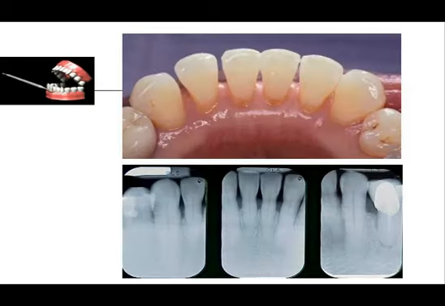We want to scale and root plane these teeth. We want to do our initial preparation. We want to get these teeth periodontally healthy. We want to control the soft tissue inflammation. Inflammation contributes to mobility. Once we've gone through our scaling and root planing, we're now ready to proceed with the splint.